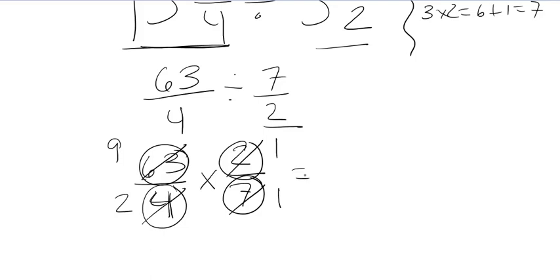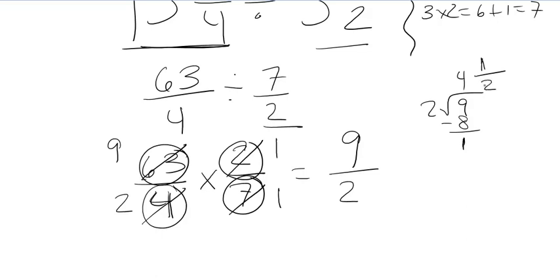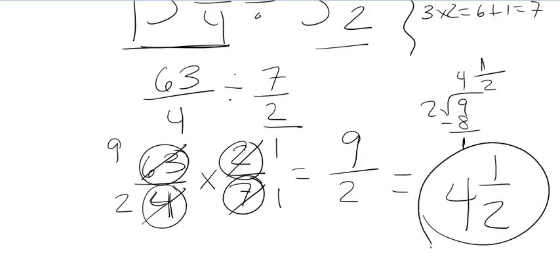So we now have 9 times 1, which is 9, and then 2 times 1, which is 2. And then let's convert this into a mixed number. So we can do this by 2 goes into 9 4 times. 2 times 4 is 8. We have 1 left over. So we'll put the remainder 1 right here, and we'll put it over 2 as we keep our denominator. So this number becomes 4 1/2. So this is our final solution.